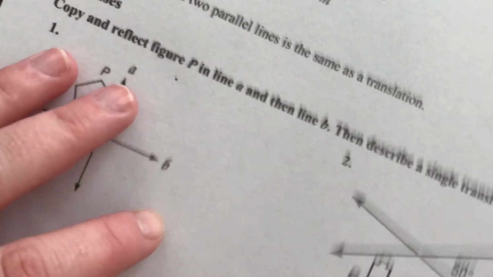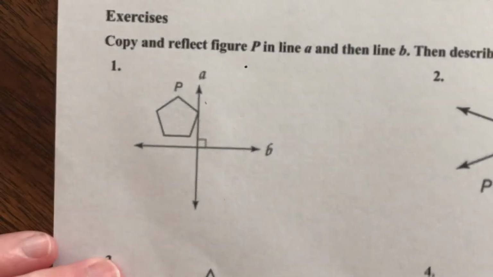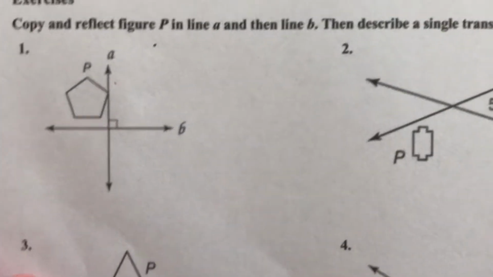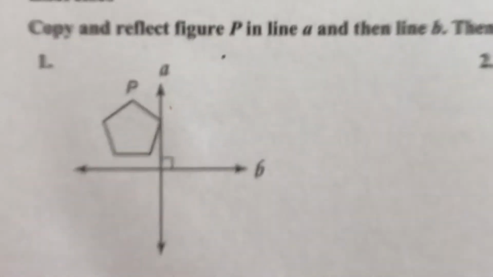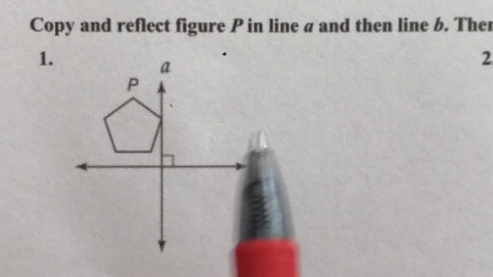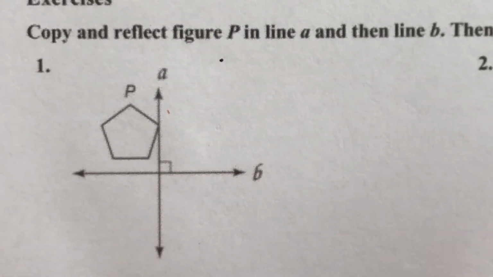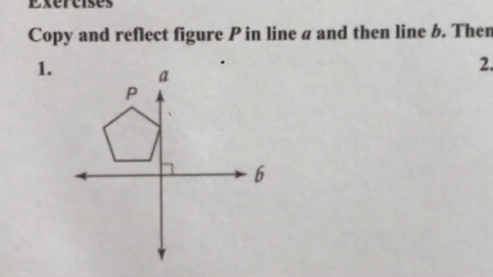All right, so we're going to do a couple examples here down at the bottom. What I just explained to you is the same thing up here. They just messed up their picture, so it got confusing. All right, so I'm going to zoom in here. It says copy and reflect figure P in line A and then line B and describe a single transformation that maps P to P prime. Okay, so this middle step that we're doing isn't really a step. It's like we're working through it, but it's not part of our answer. It's kind of imaginary. In fact, I'm going to draw it in pencil.